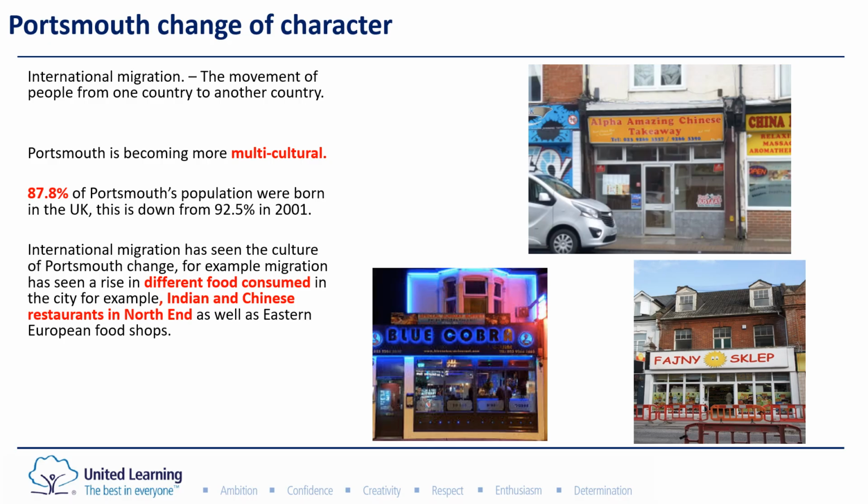International migration is when people have moved to Portsmouth from another country. For example, 87.8% of Portsmouth's population were born in the UK, which means 12.2% of the population are born abroad. This means Portsmouth has become more multicultural.